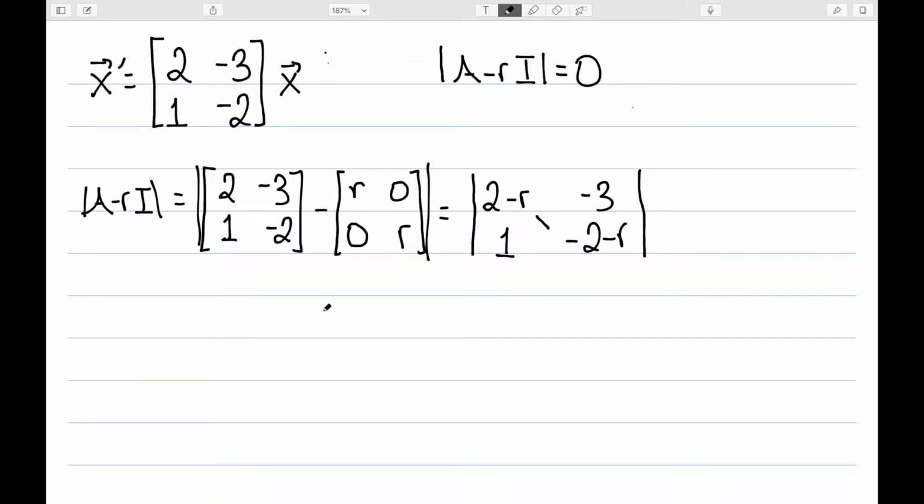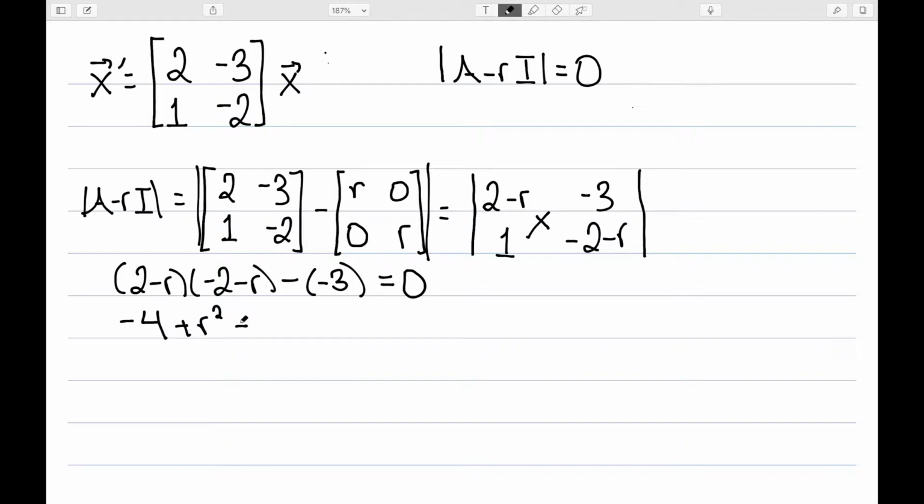To take the determinant, we multiply this way. So I have (2 minus r) times (-2 minus r) minus (-3), and we want to know when this is equal to 0. If I multiply this left-hand side out, I get -4 plus r squared plus 3 equal to 0, or r squared minus 1 is equal to 0. So we have r is equal to plus or minus 1. So there's our second step, which was to get r.